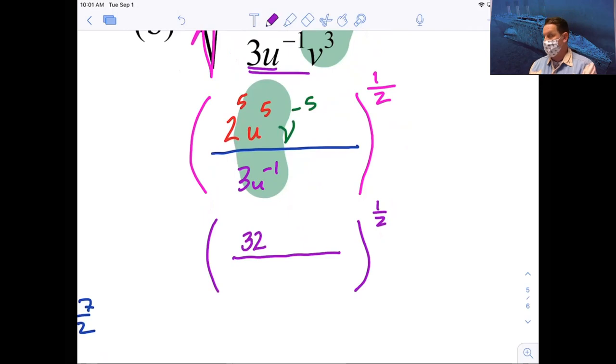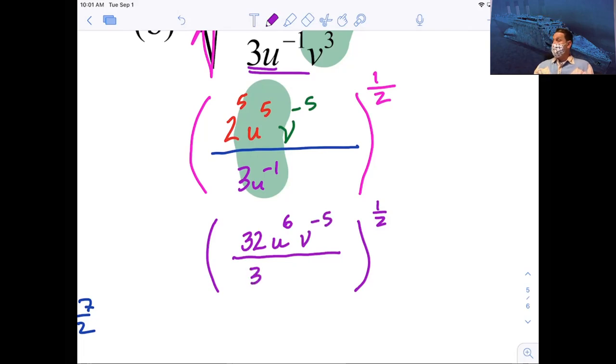32. That's one that you should know. It'll show up quite a bit. Let's do the u's next. I'm going to have u to the 5 minus negative 1, which becomes u to the 6th, okay? The common mistake there is just to say, hey, I know I have to subtract, so it's 5 minus 1. Eh, it's convenient. There's already a minus sign there. No, you're subtracting a negative, so be very careful. And then we get v to the negative 5th, and then 3 is in the bottom.